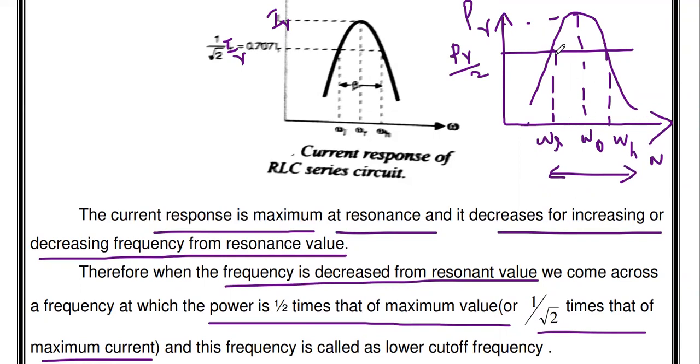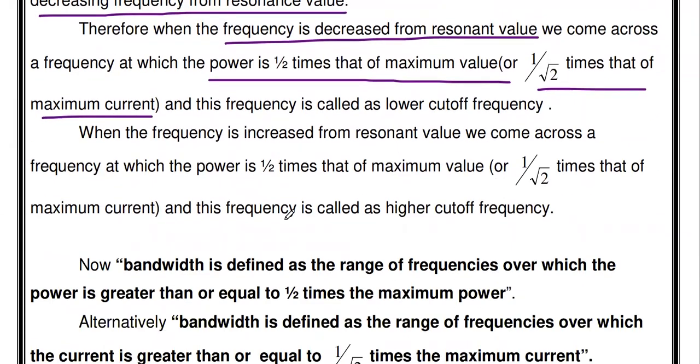In this, there are two cutoff frequencies, this point and this point. This cutoff frequency is said to be omega L, which means lower cutoff frequency. This frequency is said to be the higher cutoff frequency. At these 2 points, the power reaches half of the maximum power, or the current reaches 1 by root 2 times that of the maximum current. This lower point is the lower cutoff frequency, and this point is the higher cutoff frequency. The difference between the higher cutoff frequency and lower cutoff frequency is called the bandwidth.